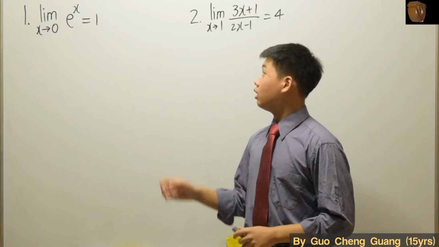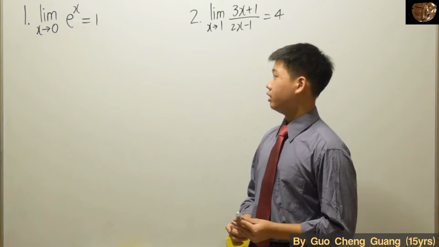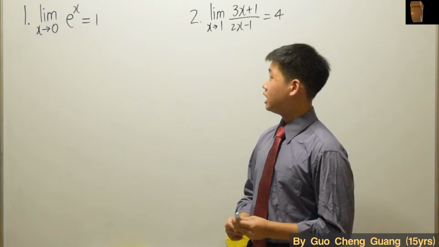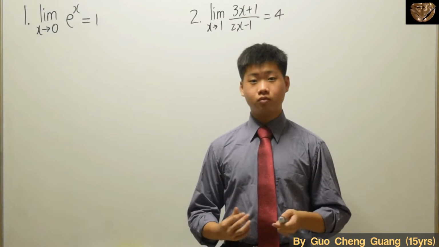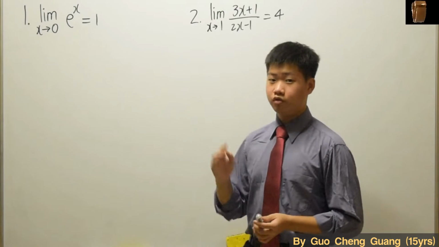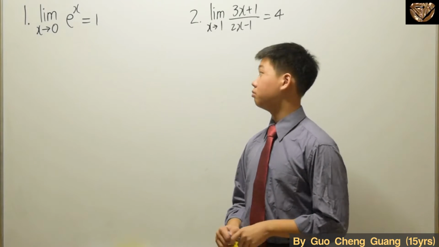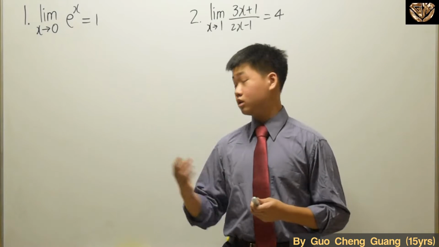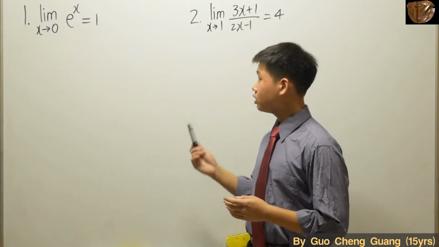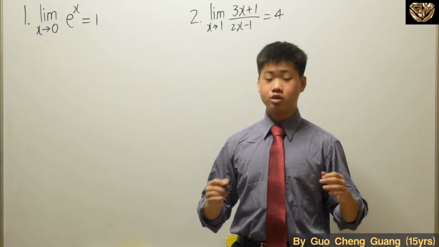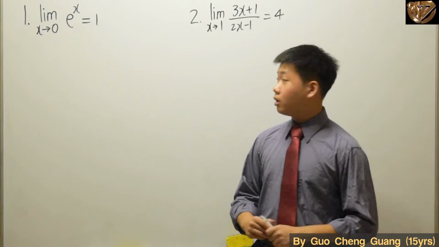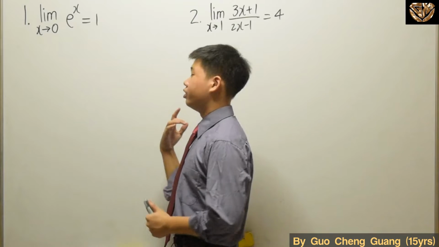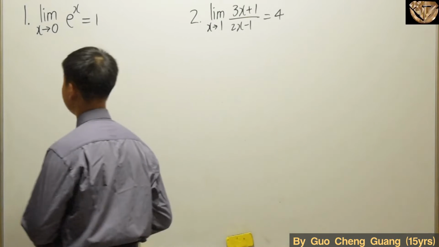So in the first example, we have the limit as x approaches 0 of e to the power of x is equal to 1. Well, if you just solve it, it is pretty obvious. E to the power of 0 is just 1. But now we need to show that this is equal to 1. So how are we going to solve this? Of course, the epsilon delta method. But there will be a few different things which you'll see later on.